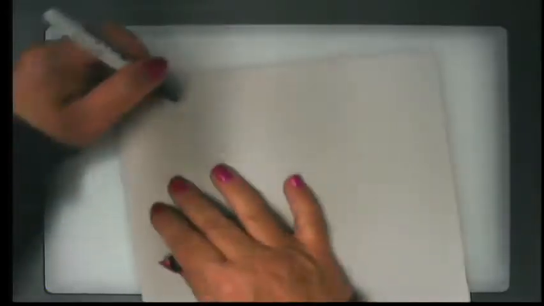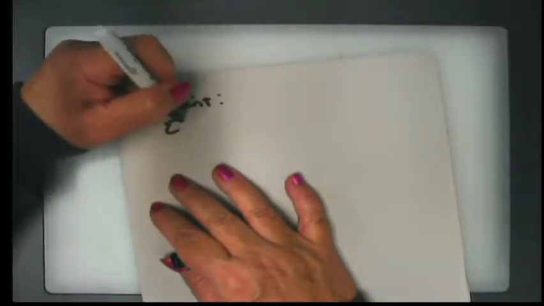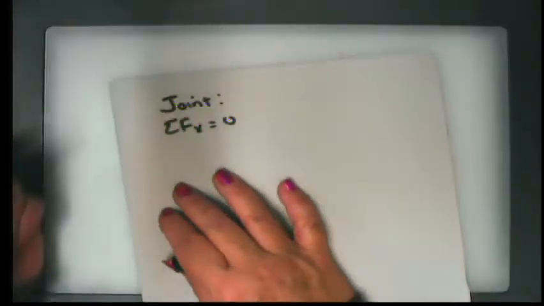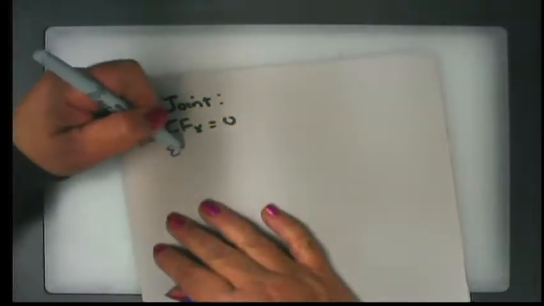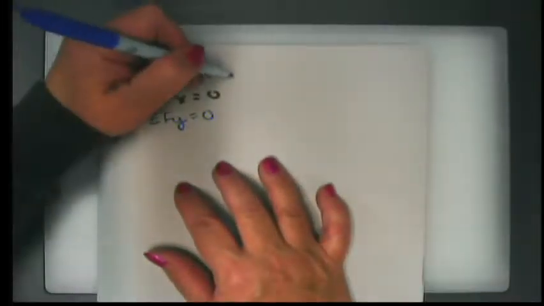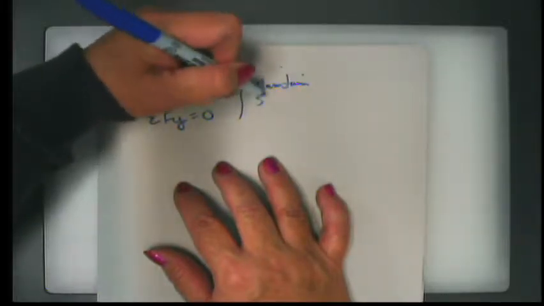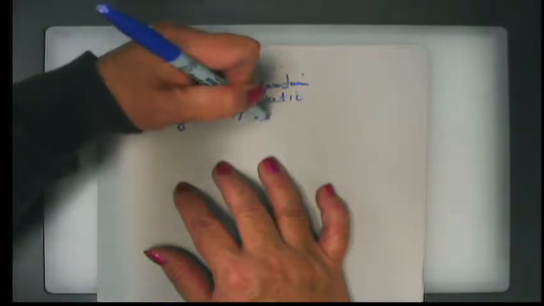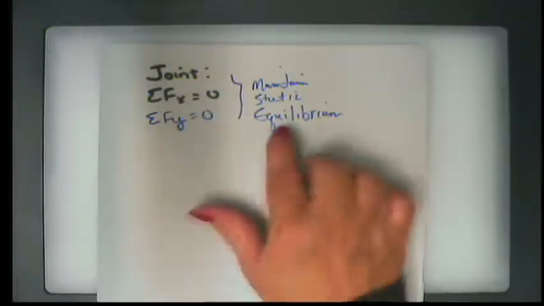Okay, so coming over here to the document camera, when we have a joint, this is just a really quick review: the summation of forces in the x direction into that joint has to be equal to 0. And also the summation of forces in the y direction into that joint has to be equal to 0. That is true in order to maintain static equilibrium. In other words, if that is not true, something is going to move. By virtue of the fact that the truss is not moving, we know it has to be true.